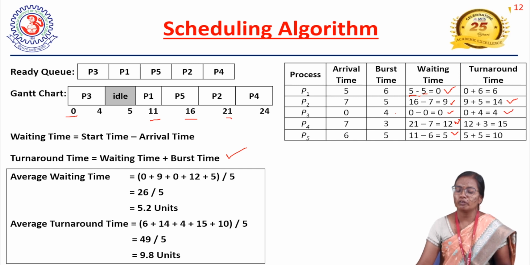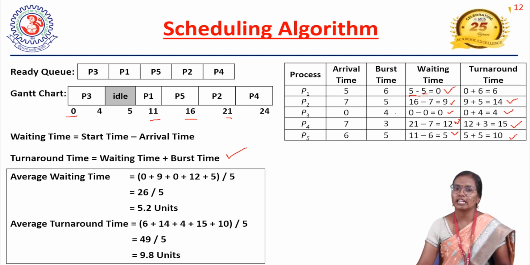Next, the waiting time of process P4 is 12. Burst time is 3. So 12 plus 3, 15. Next, the waiting time of P5 is 5. Its burst time is 5. So 5 plus 5, 10. So this is the turnaround time of each and every process.